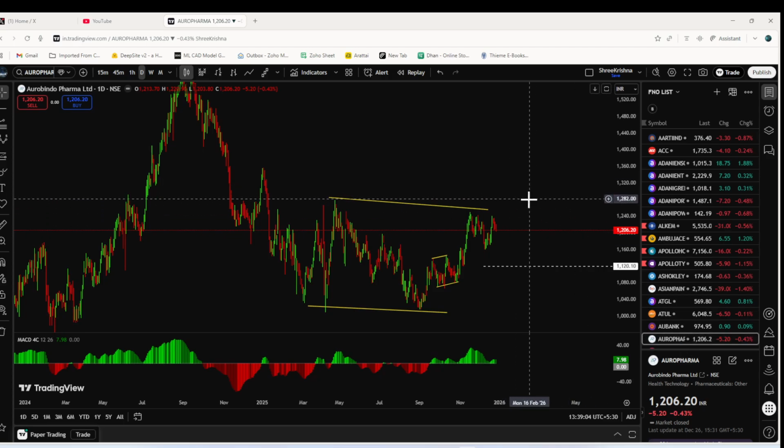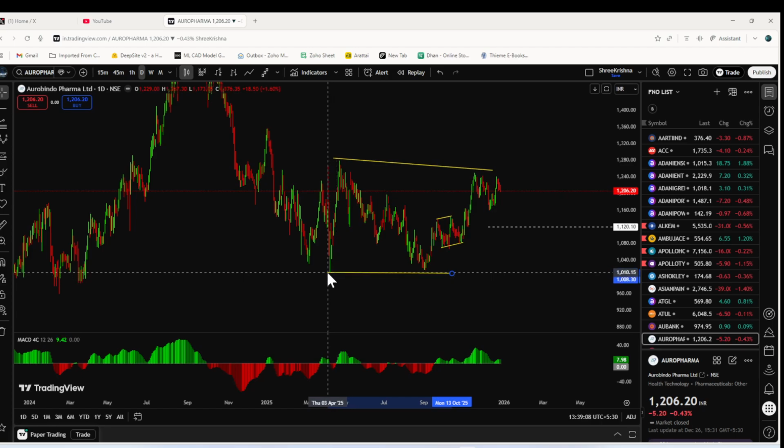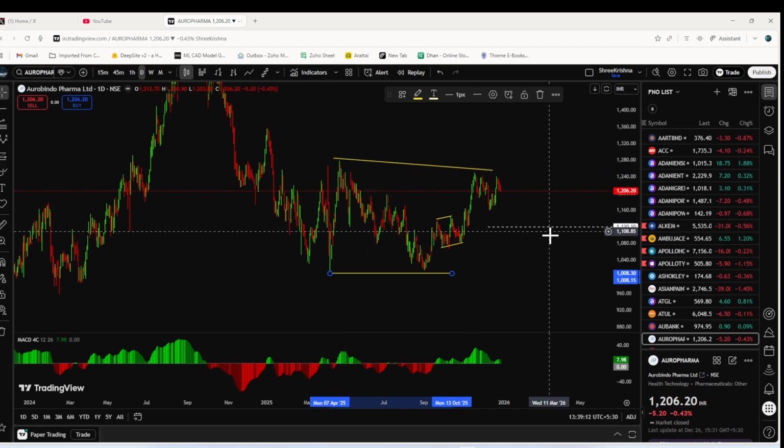Aurobindo Pharma, I think, see here how it is. I'll tell you, people get scammed. First it went up, then it came down, broke the low, then it went up. So this is how people get scammed. This is a flag pattern which we call an expanding flag. Okay, now let me remove this.